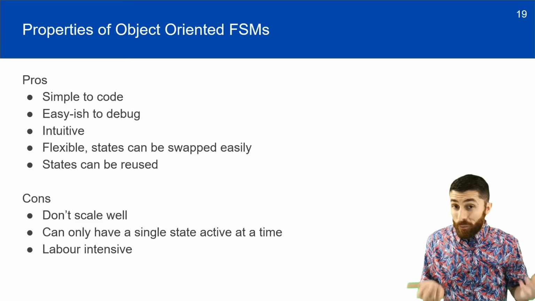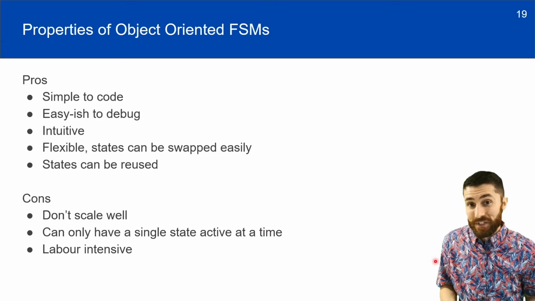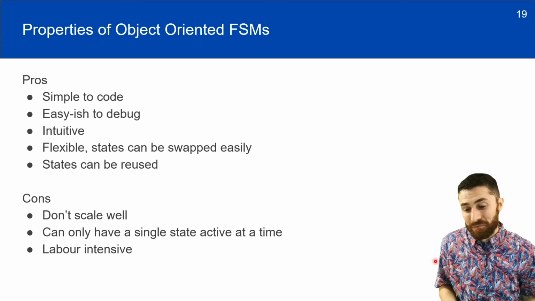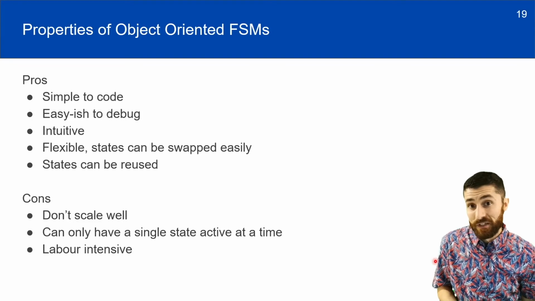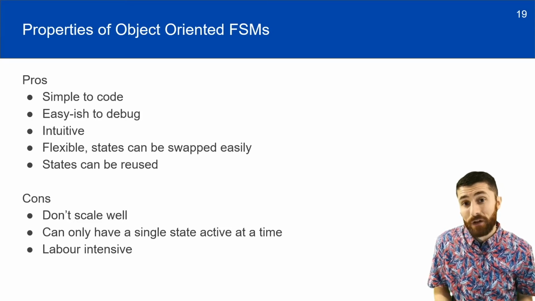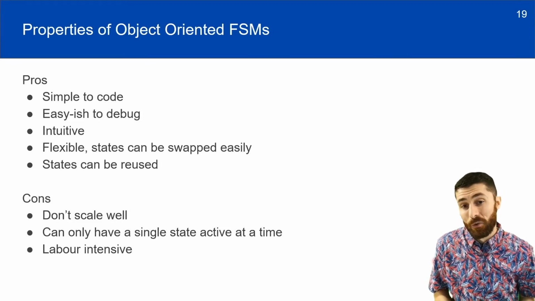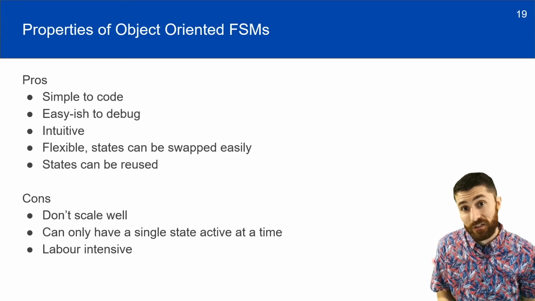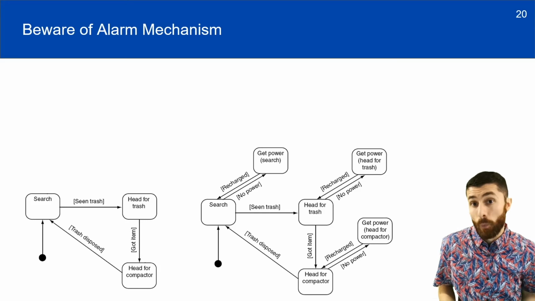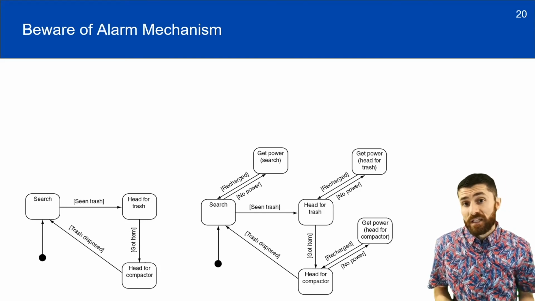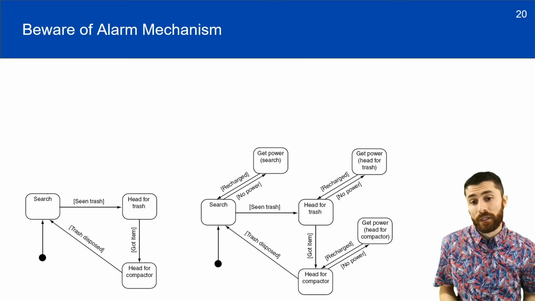You can only be in one state at the same time, and you might see a pattern here with a finite state machine. And it's also labor intensive. For each single state, you have to create a new class in order to represent that state. That means you're going to have a lot of classes. Now beware. With finite state machines, there's something called an alarm mechanism.